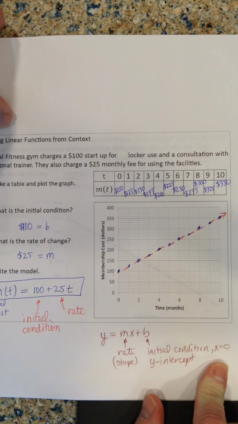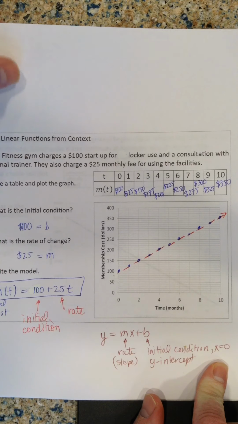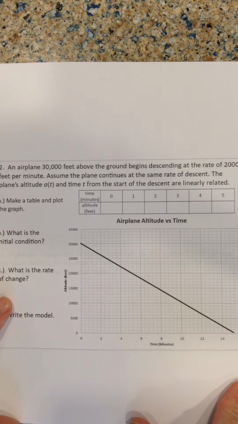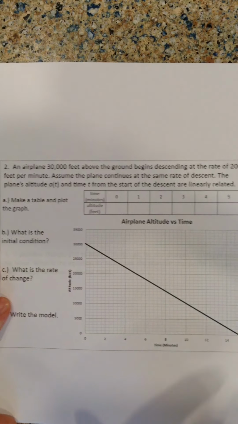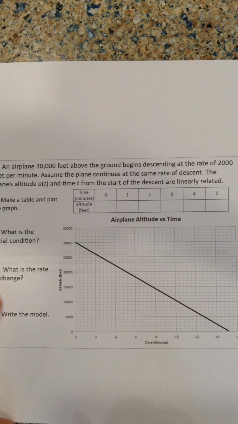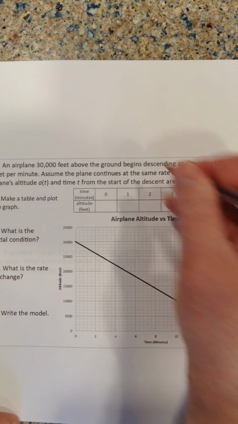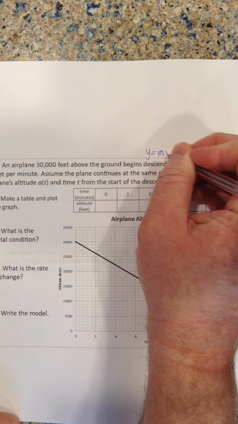So, let's look at another example. Let's see, try and get it in camera. An airplane 30,000 feet above the ground begins descending at a rate of 2,000 feet per minute. Assume the plane continues at the same rate of descent. The plane's altitude A of t and the time from the start of the descent are linearly related. So it's a line, so it's going to have this pattern.